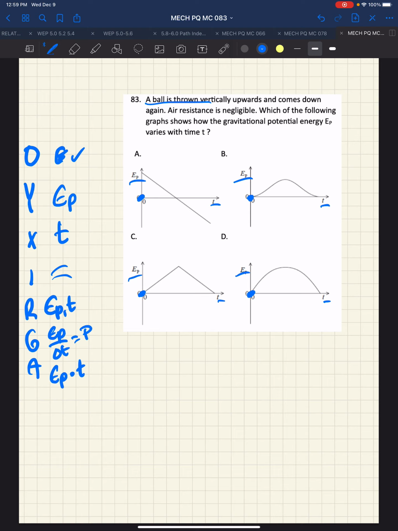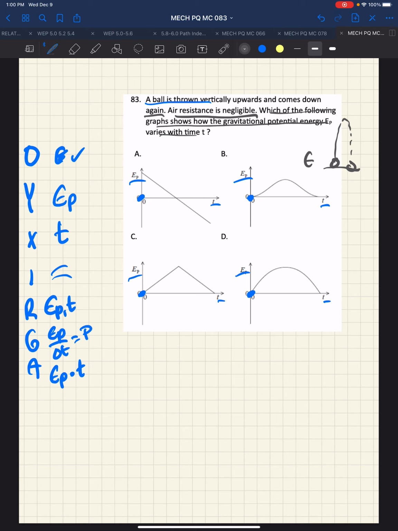So now we know the situation. A ball is thrown vertically upwards, and it comes down again. Air resistance is negligible. Good. So let's see, what do we know here? Let's go on and read the question. Which of the following graphs shows how the gravitational energy varies with time?